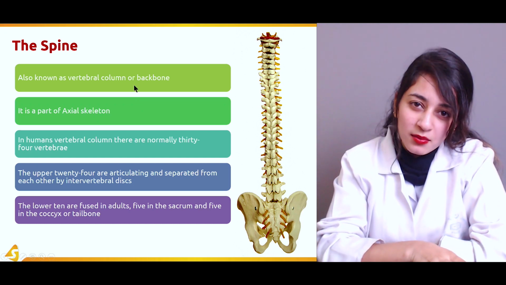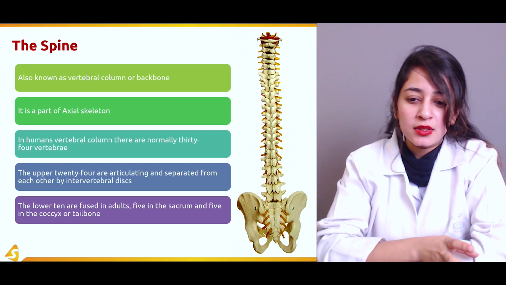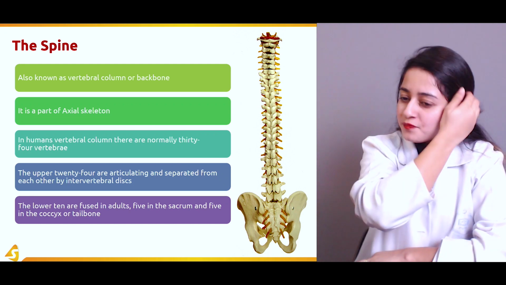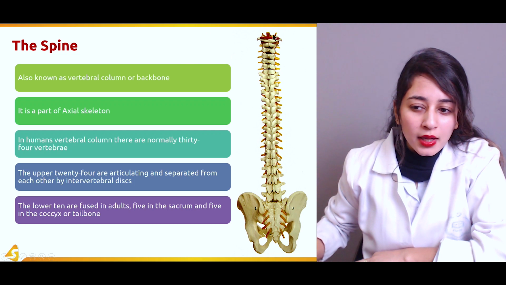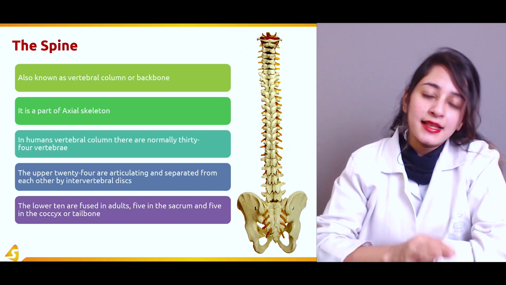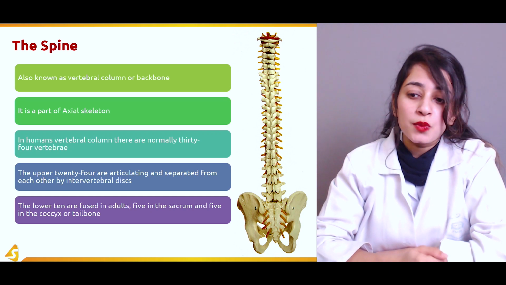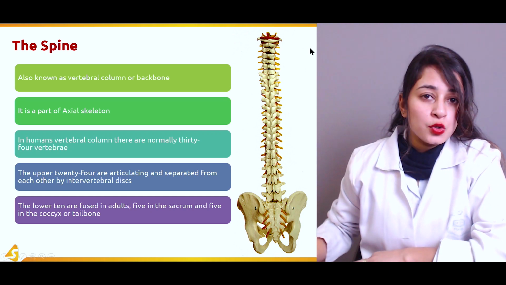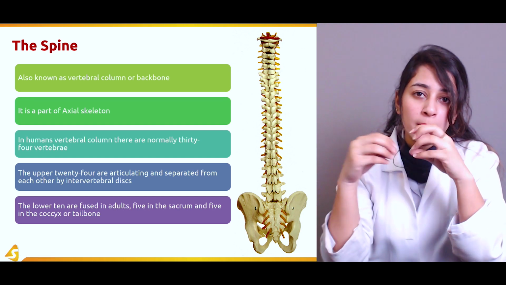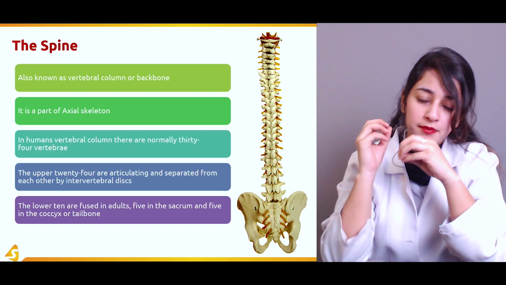Backbone, that really hurts sometimes if you fall. And it's a part of the axial skeleton. Now in humans, in the vertebral column, there are normally 34 vertebrae. If you count these white bones, 1, 2, 3, 4, 5 and so on, the number ends at 34. The upper 24 are articulating and separated from each other by intervertebral discs. Between two vertebrae we have an intervertebral disc that provides a cushioning effect that helps you to move a bit.